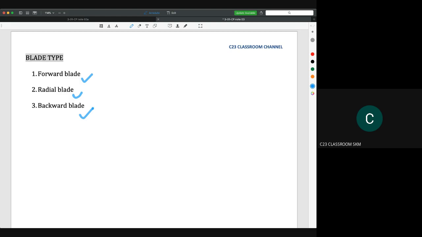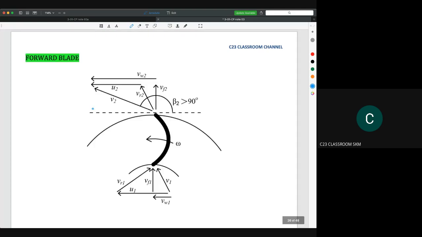Every time you solve a problem for a centrifugal pump, please make sure that you can draw the velocity triangle based on the blade mentioned in the question. So this is the forward blade and this is the velocity triangle that you should draw. How do you determine whether the blade is forward, radial, or backward?